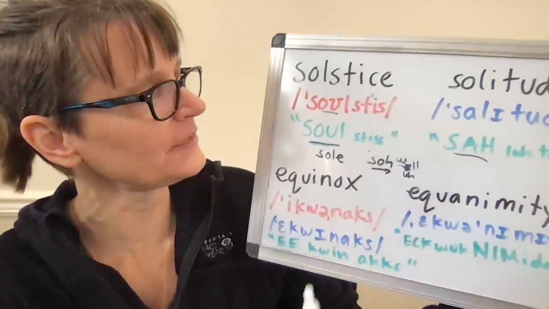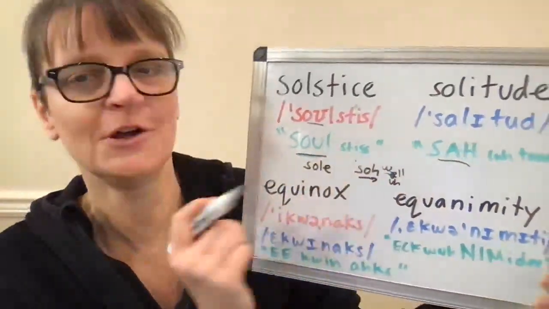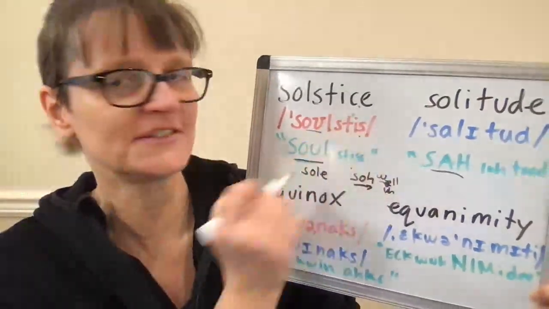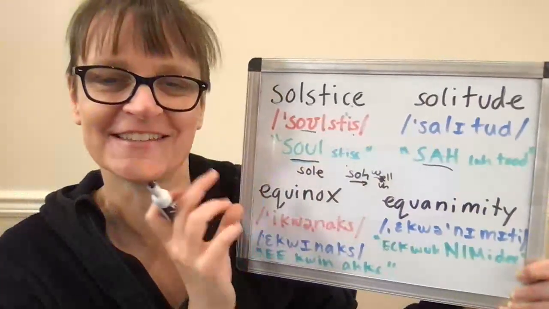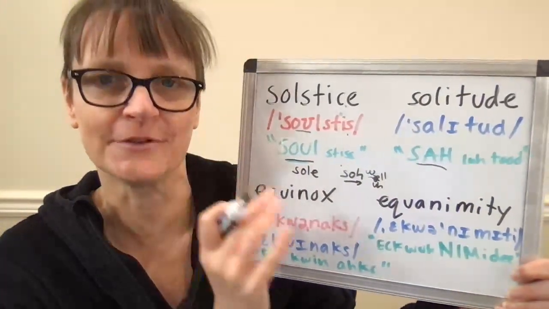Soul. And then in our stis syllable, we're short and light. Letter C says the s sound. Letter I has that unstressed, clear I. Solstice.